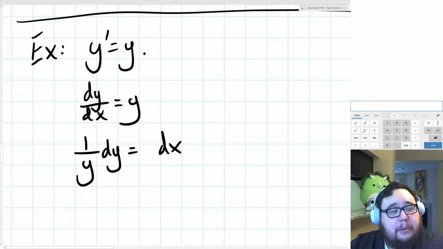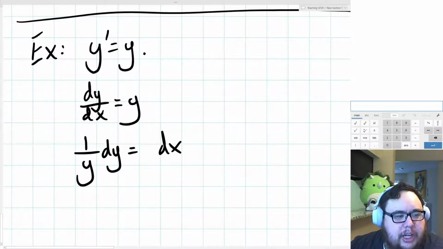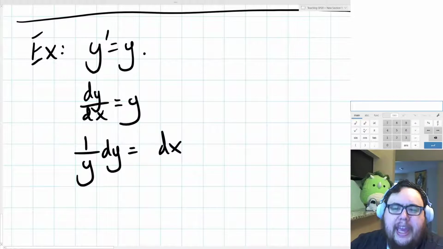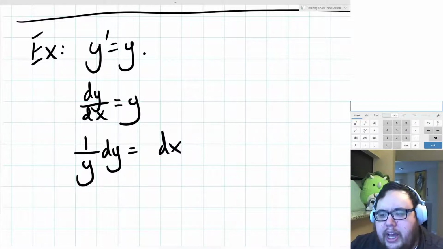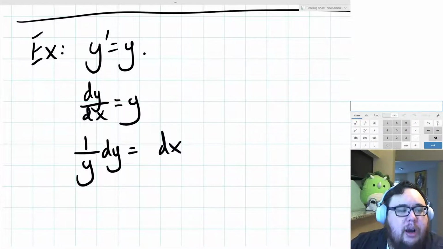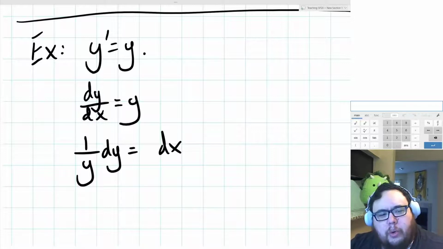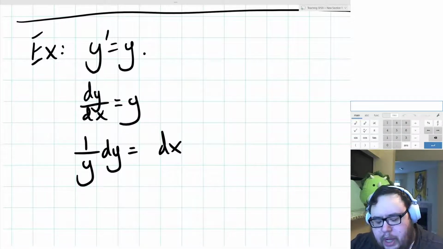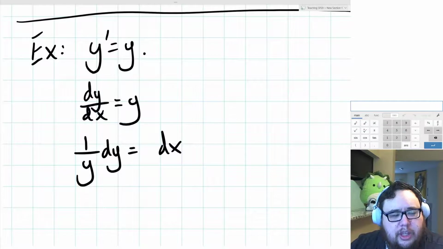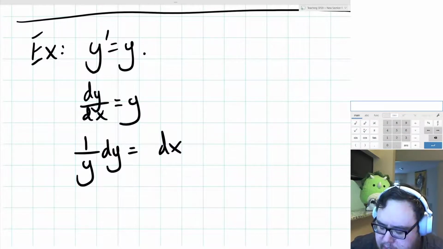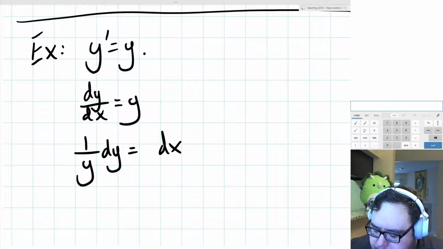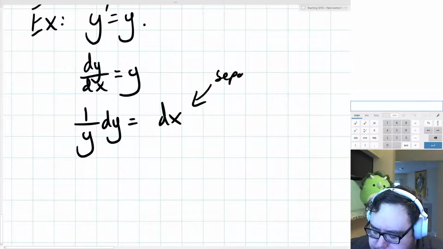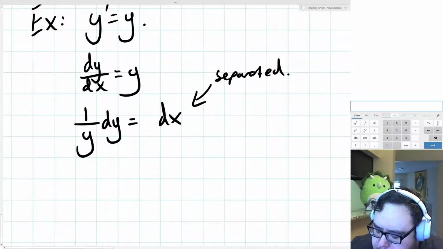When I refer to separating, this is what I really mean by separating. Not only the fact that you can write it as f of x, g of y, that means that it can be separated. Separating it is pulling all of the y stuff onto one side times dy, and all of the x stuff onto the other side times dx. So this is separated. Then we can integrate.